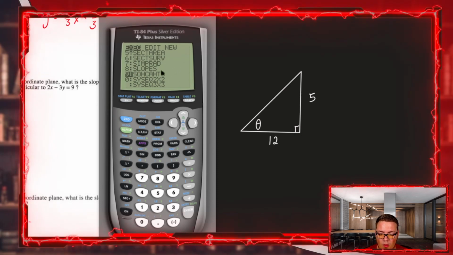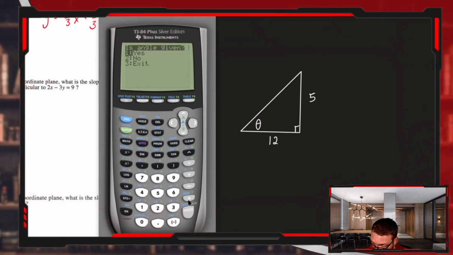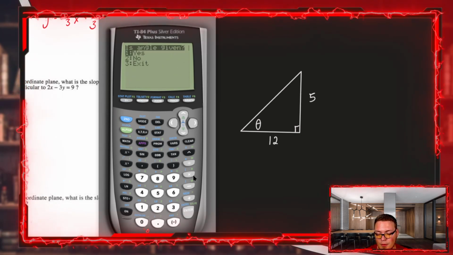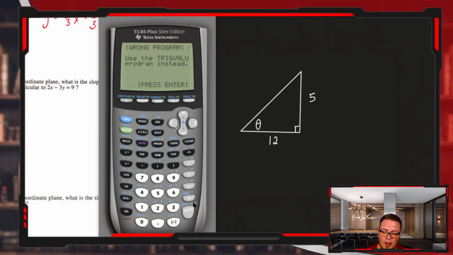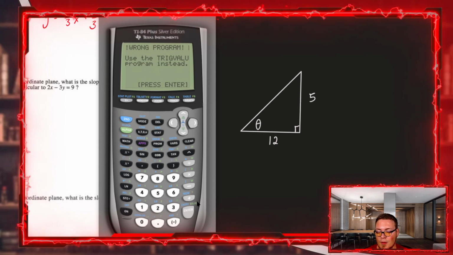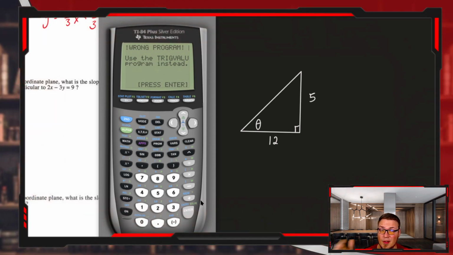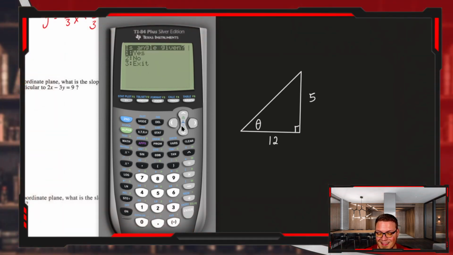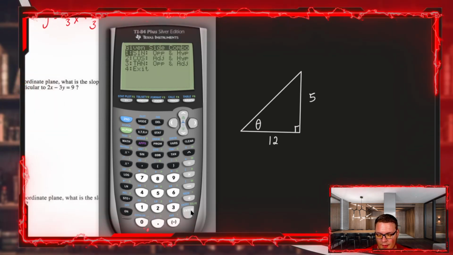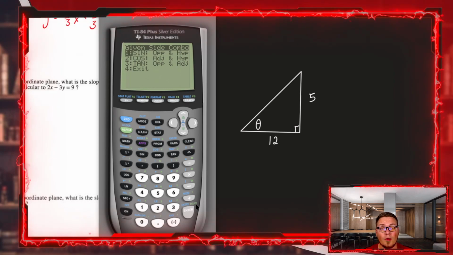Well, in this scenario, we're going to go to Sohcahto. They're going to ask us, is the angle given? If you say yes, they're going to say, whoa, bro, wrong program. You want the trig value program instead. So if your angle is given, it sends us to a different program called trig value. If the angle is not given, so if we say no, then they're like, okay, cool. What have you been given?